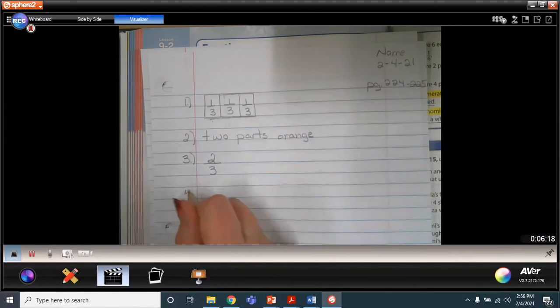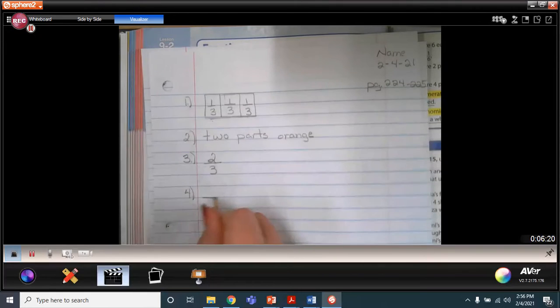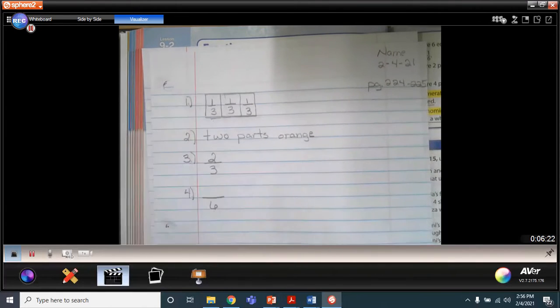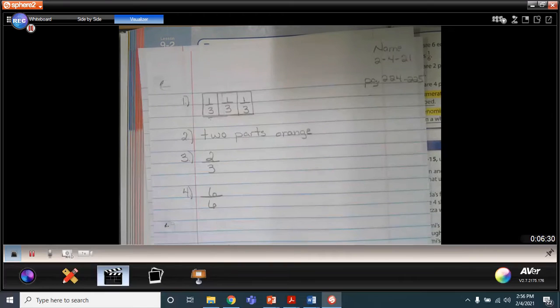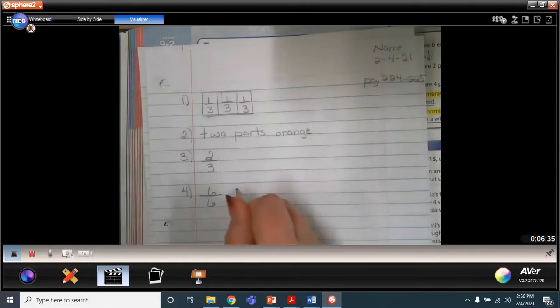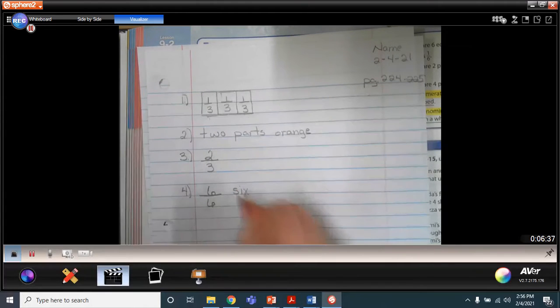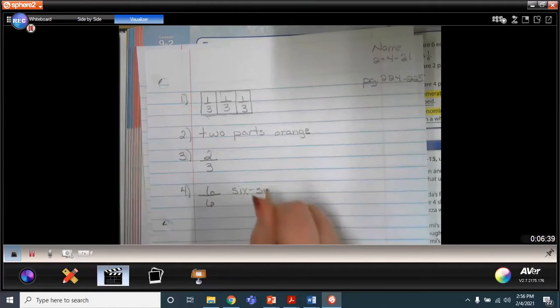But all of those parts would be the 6 total parts. And 6 of them would be all of the parts. So that would be 6/6. 6/6 is all of the pan.